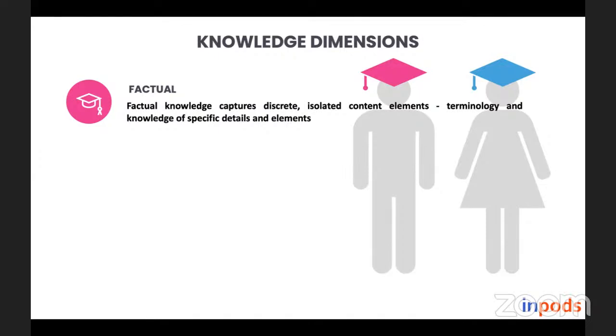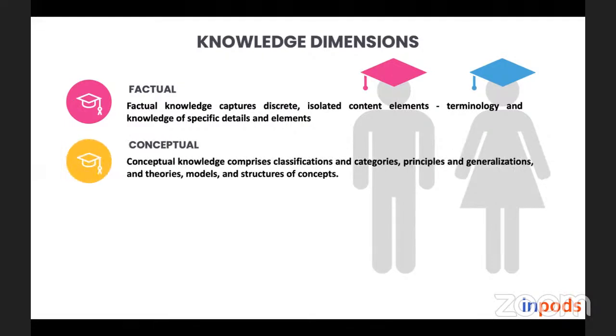So the first knowledge dimension is the factual knowledge dimension. What it means is that it is about the discrete, isolated content elements, terminologies, knowledge of specific details and elements. So these are all dots here and there. But we know what that dot is, right? And when you start learning something new, we come across many such pieces, concepts, some discrete isolated content elements, some terminologies, right?